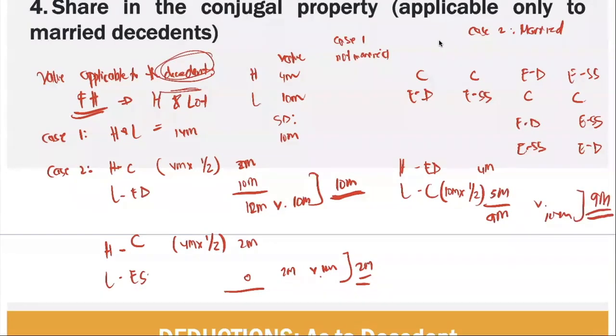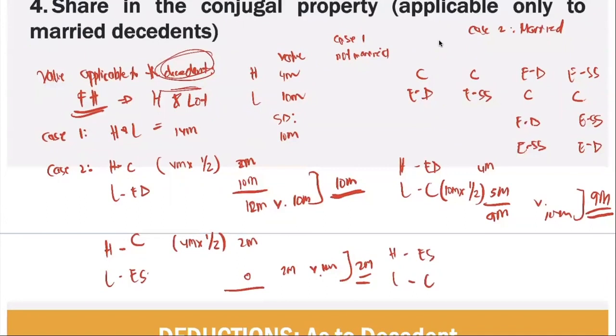Next, how about if the house is exclusive of the surviving spouse and the lot is conjugal? If the house is considered exclusive of the surviving spouse, only 0, because it belongs to the surviving spouse, so nothing is applicable to the decedent. If conjugal, how much is applicable? 1/2. So 10 million times 1/2 is 5 million pesos. So total of 5 million versus 10 million, which is lower? 5 million pesos.